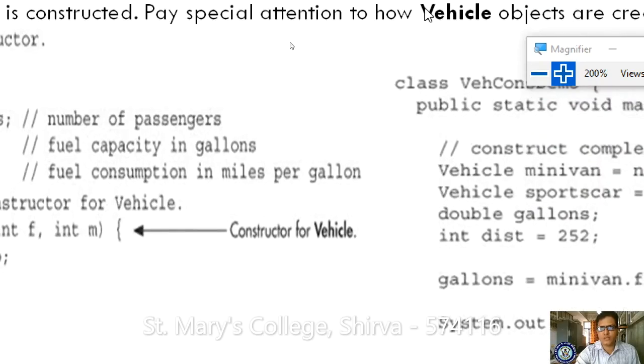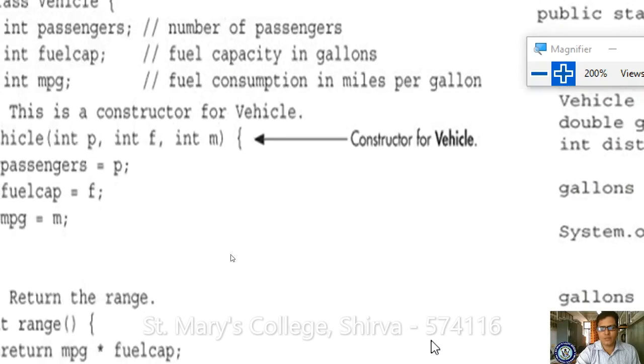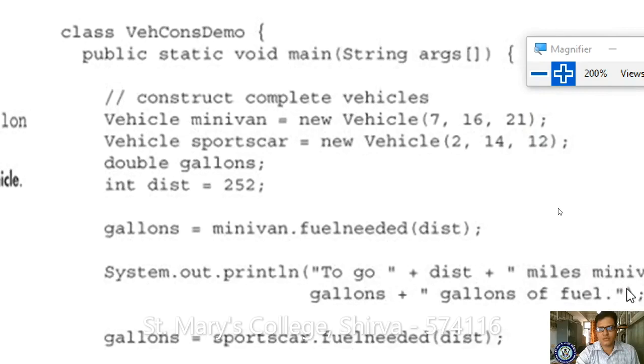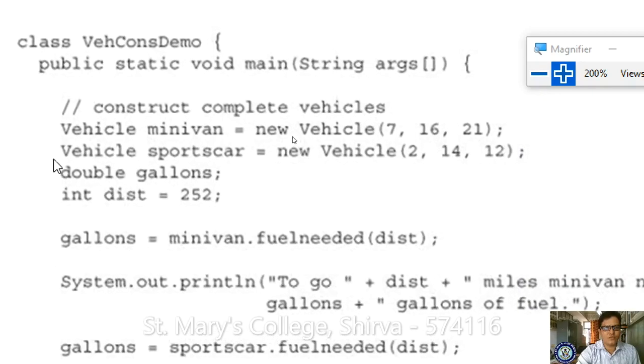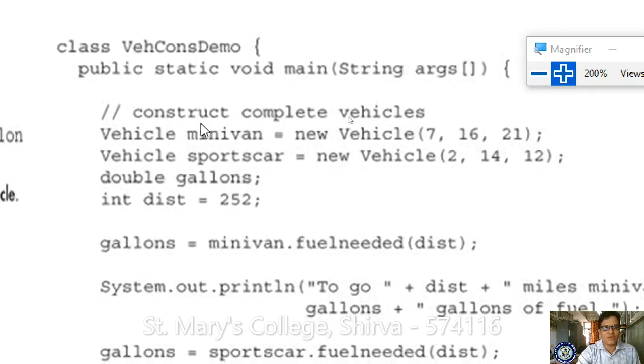Please observe here. That is the end of the class, and now I'm writing another class. What is the name of the class? VehicleConsDemo. Next I'm writing the main method. In the main method I'm defining Vehicle minivan. For the Vehicle class I'm creating the object. What is the name of the object? Minivan. In the minivan I'm supplying 7 as passenger capacity, 16 liters.